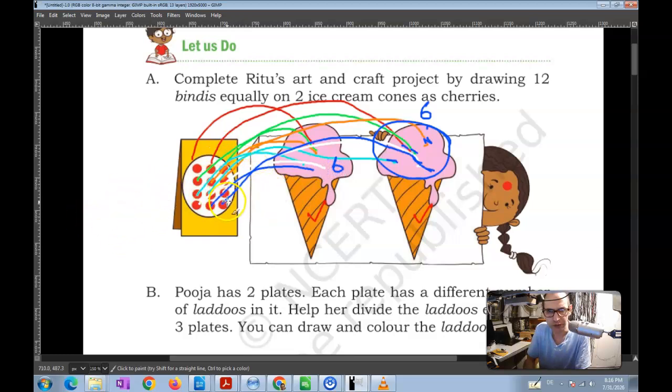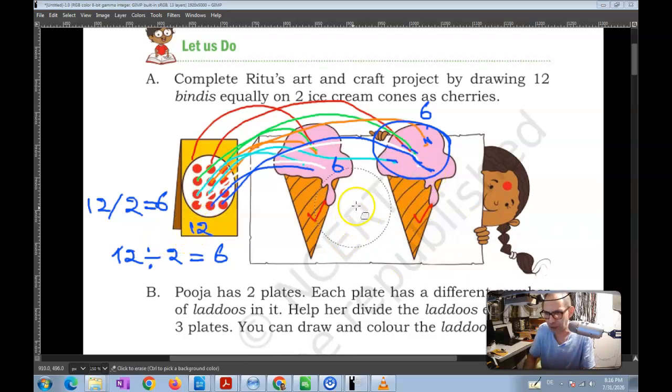So that means that the number of bindis that we started with was 12. So we have divided 12 divided by 2, we can write it this way, or you can also write it this way. Both mean the same thing, right? And that is equal to 6, right? And this is also, of course, the same thing, equal to 6.